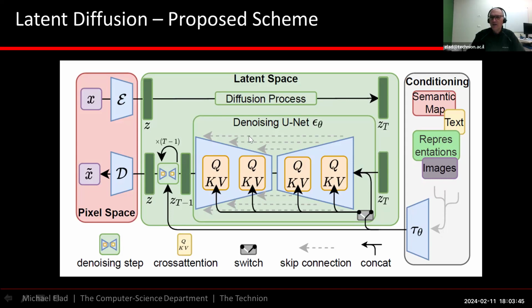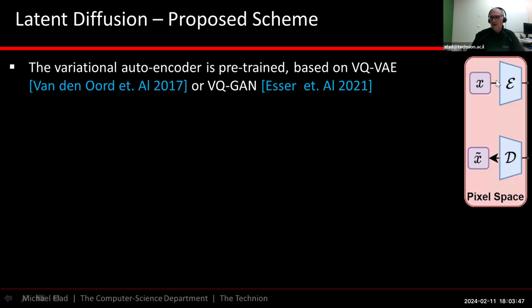Now let's zoom in on it a little bit. So the prime element is the autoencoder. They are not using regular variational autoencoder because we know it doesn't really work well. So they use either VQ-VAE or VQ-GAN, two kinds of VAEs that are smarter with adversarial loss and a different way of capturing the representation in the latent space in a more expressive way.